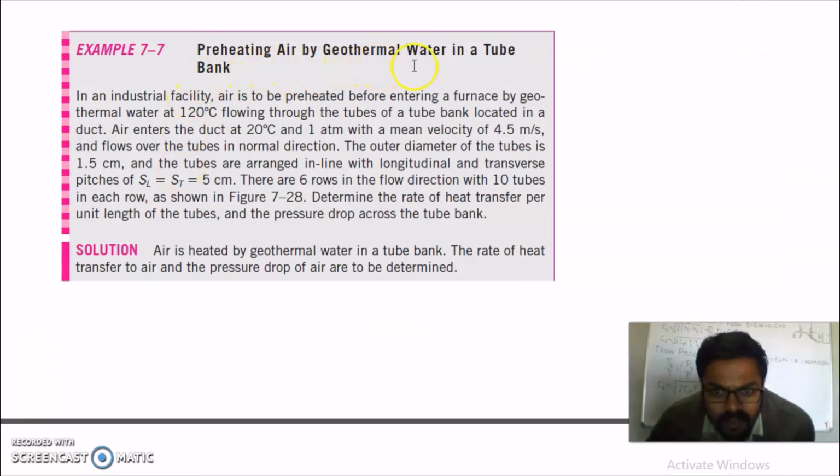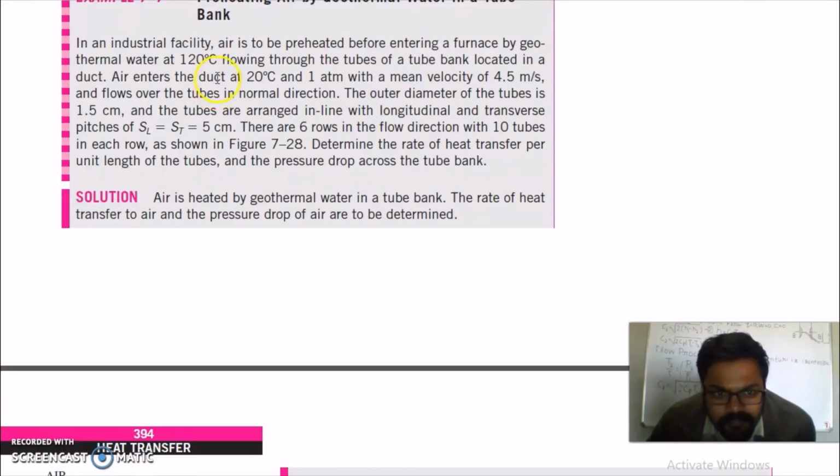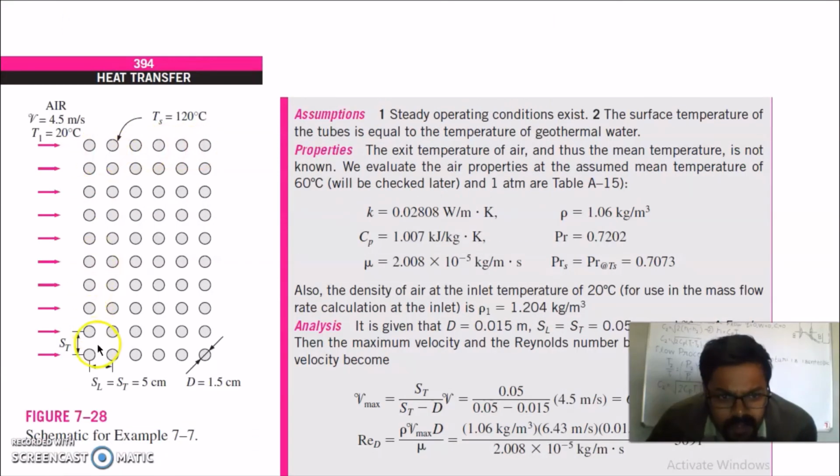Preheating air by geothermal water in a tube bank. In an industrial facility, air is to be preheated before entering a furnace by geothermal water at 120 degrees Celsius flowing through the tubes of a tube bank. So this is your tube bank here, which contains geothermal water at 120 degrees Celsius in this tube. The surface temperature of this tube is assumed to be 120 degrees Celsius.